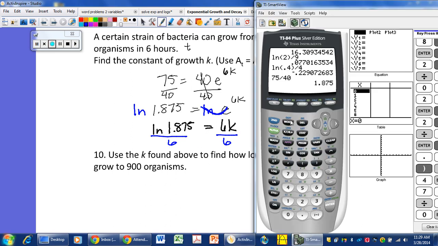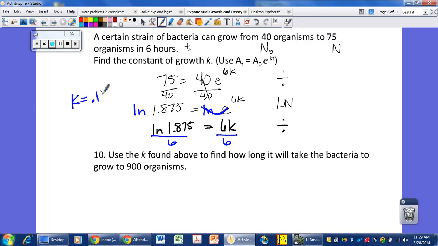So going to our calculator, natural log of 1.875, close parenthesis, divided by 6. Okay, we have a rate of 0.1048. We'll round up here to 4 decimals, 0.1048. So that's your k value, which is good because we're going to use it down here. Use the k found above to find how long it would take that bacteria to grow to 900.